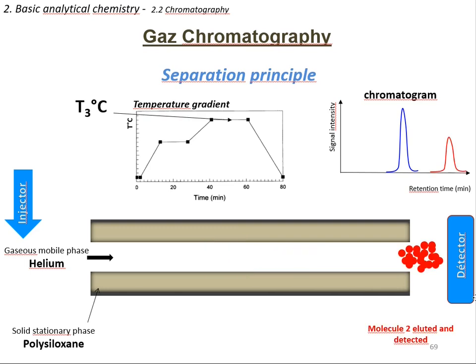And then if you continue to increase the temperature, you will release the second molecule that will be eluted and make another peak. So this is exactly the same principle. It's about separating mixed molecules and, by knowing their retention time, trying to identify them, and also with the detectors.